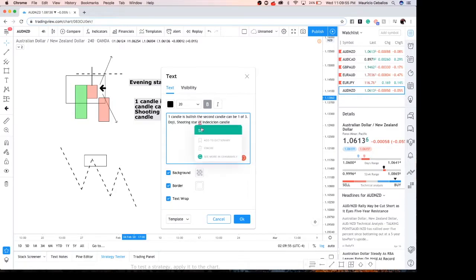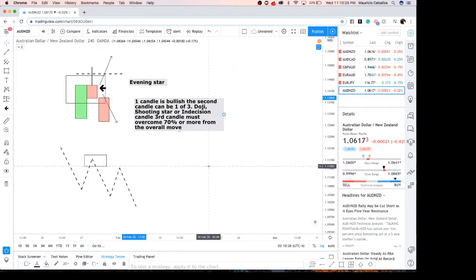Now understand that the next one is also really important. What's the next thing that I need? And the third candle must overcome 70% or more of the overall move. Okay, and there you have your evening star.